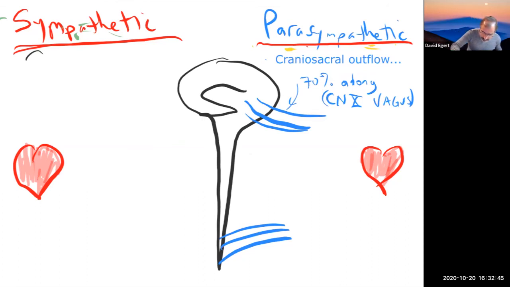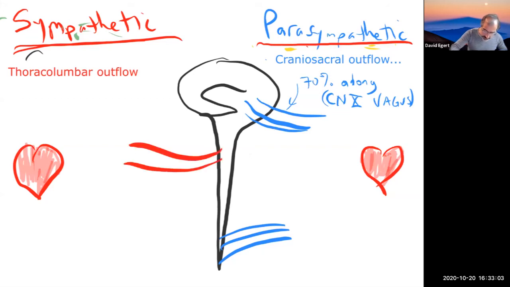Sympathetic, on the other hand, we call the thoracolumbar outflow. Oh, I want it red. So in this case, you have the neurons or the axons arising from the thoracic and lumbar region of the spinal cord.